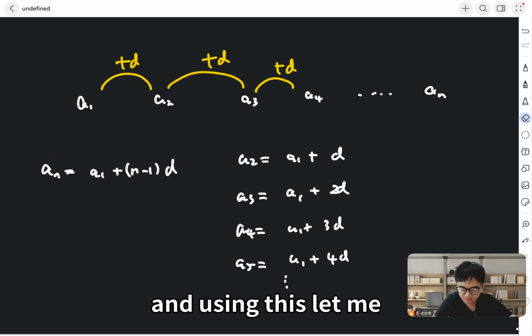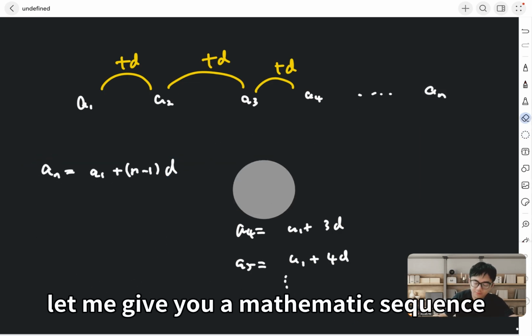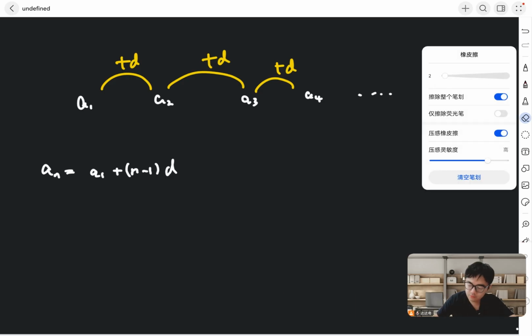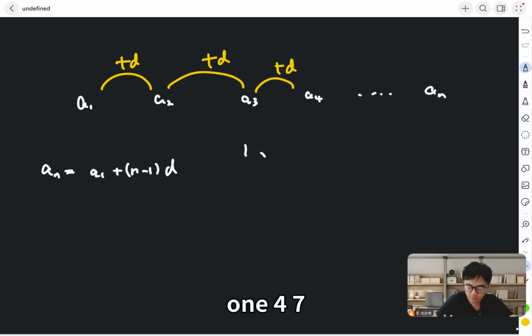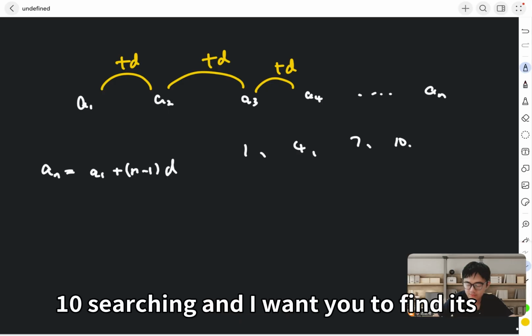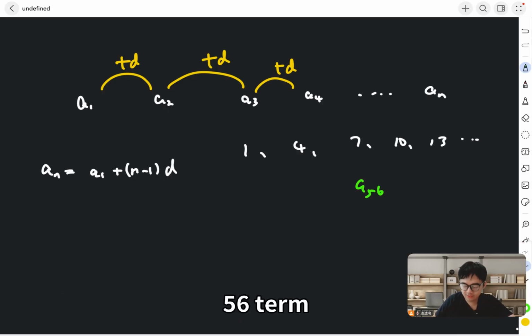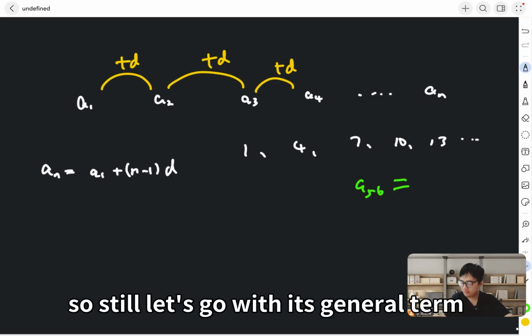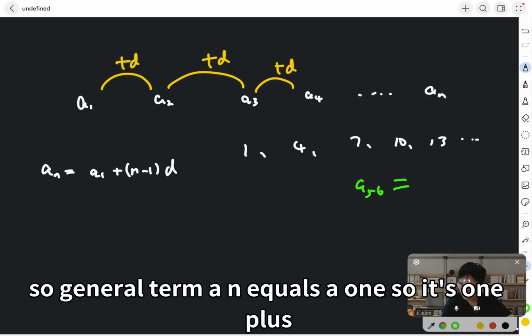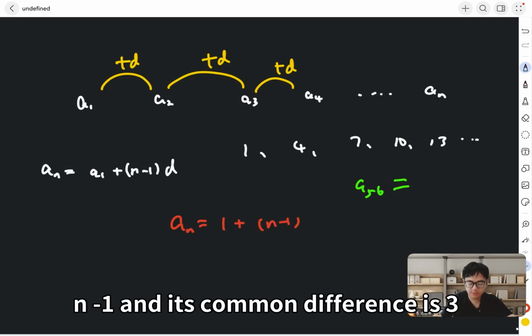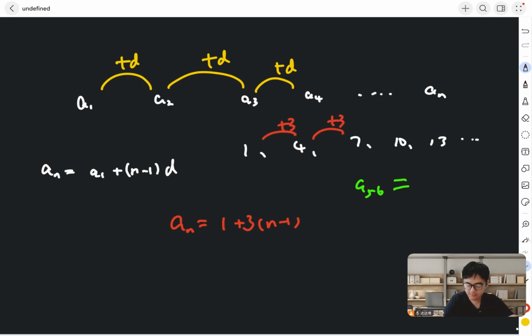And using this, let me give you an arithmetic sequence. These numbers are like this: 1, 4, 7, 10, 13, and I want you to find its 56th term. So still, let's go with its general term. The general term, An equals A1, so it's 1, plus n minus 1, and its common difference is 3. So 3 times n minus 1, so it's 3n minus 2.